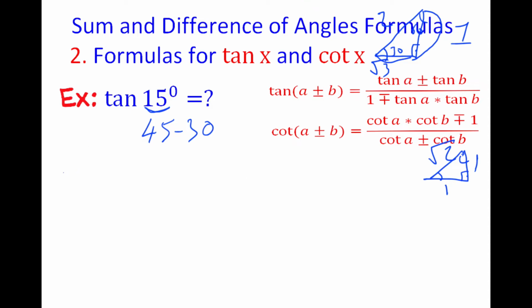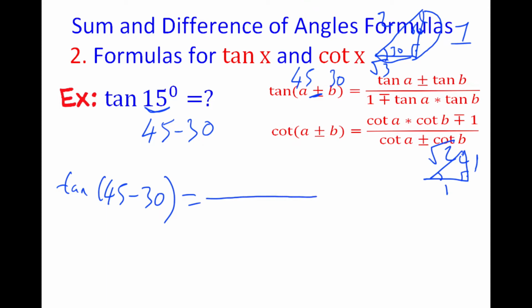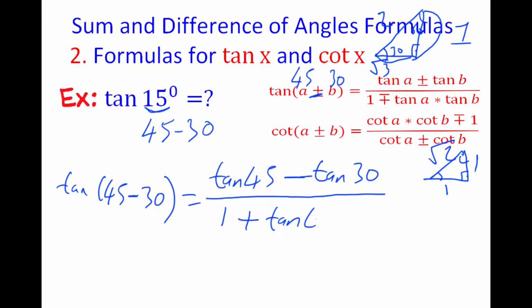Anyway, let's write the formula for tangent 45 minus 30, guys. Here, in this case, we have negative here, right? So our a is 45 and b is 30. Let me put this line first. So we're going to have tangent 45. Here we have negative, so I'm going to put negative also, minus tangent 30 divided by 1, because I put negative here, I'm going to put positive here, guys. So 1 plus tangent 45 times tangent 30, guys.